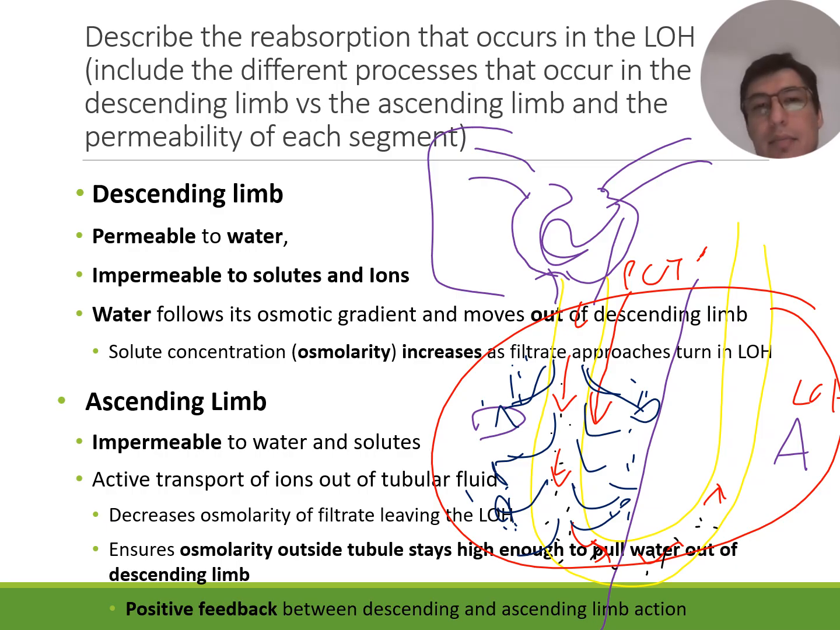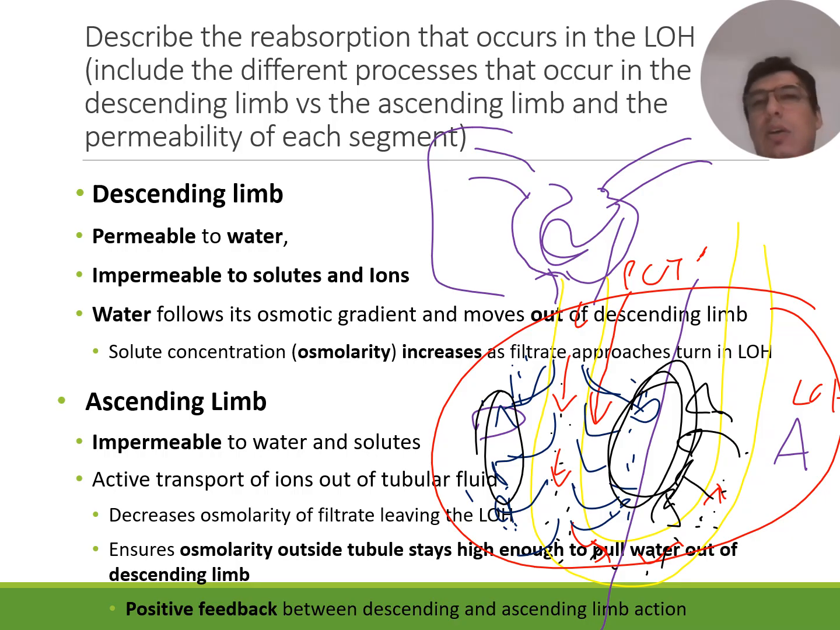Now the ascending limb is not permeable to water or to ions, so there cannot be passive distribution. Instead, we use active transport to move some of these molecules outside: salt, potassium, all right? So that it keeps this space highly concentrated. This is what we call that positive feedback between the ascending and the descending limb. Although we're getting rid of water first, we wouldn't be able to get rid of the water from the descending limb if we didn't have high enough concentration from the ascending limb.